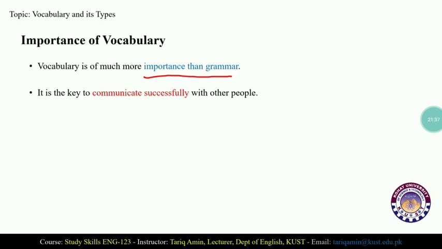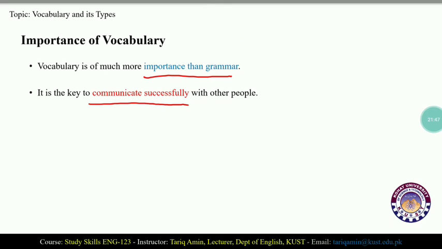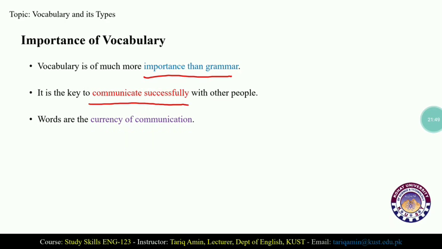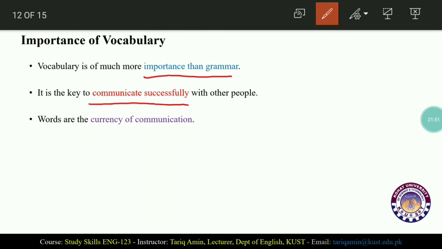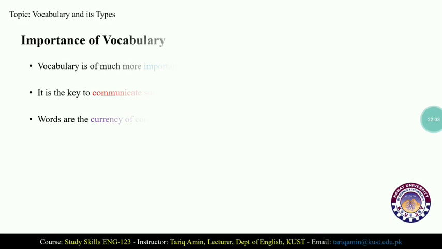It is the key to communicate successfully with other people. If you want to communicate successfully with other people, you should have some stock of words. Words are the currency of communication. We can't communicate if we don't have the currency. We can't communicate with people if we don't have words. So words are the currency of communication.